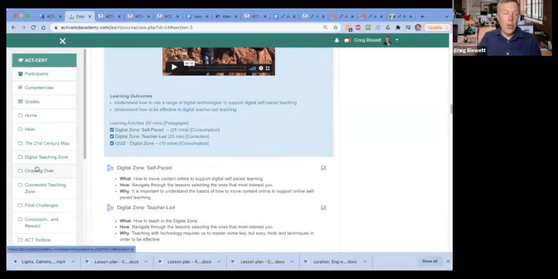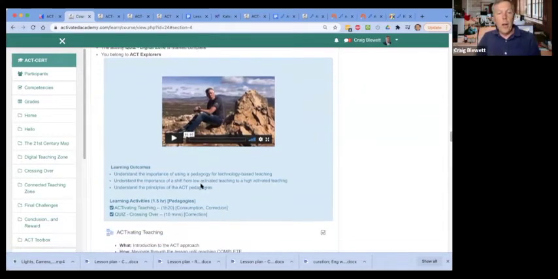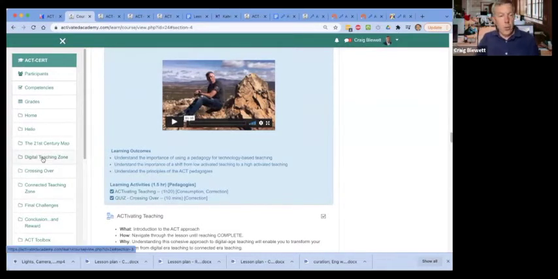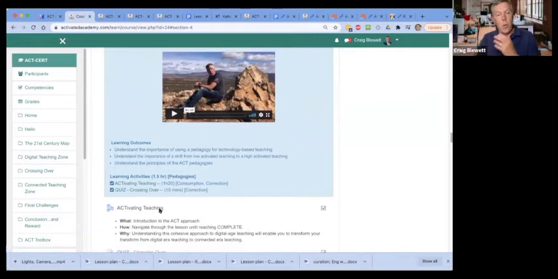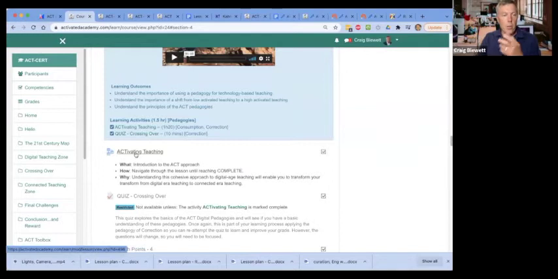Having gone through the digital third EdTech area, we then need to go to what I call the crossing over. And this is where we have to understand the pedagogies that are going to help us shift from the digital zone into the connected zone. And I'll have a look at something of this in just a moment. And so there are a variety of lessons on this. And then it finally moves to the connected teaching zone.